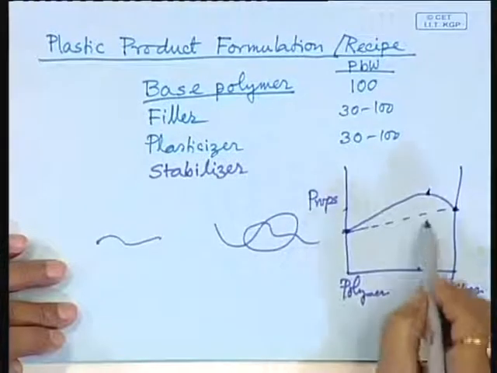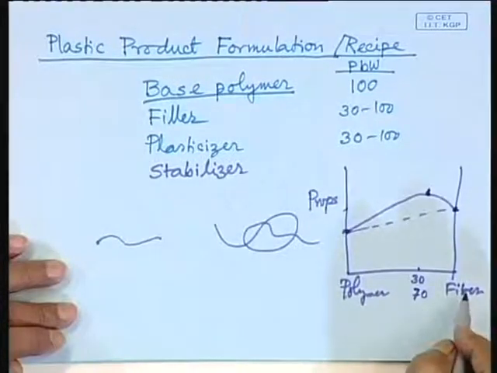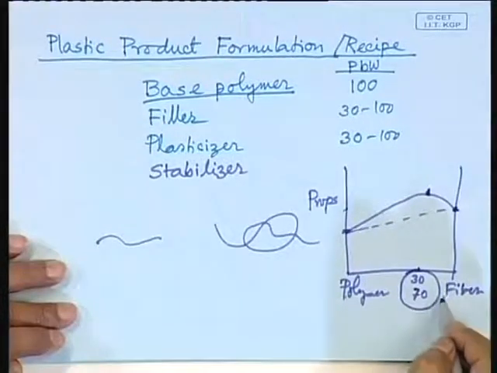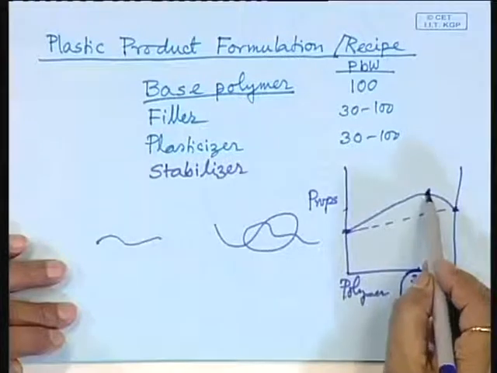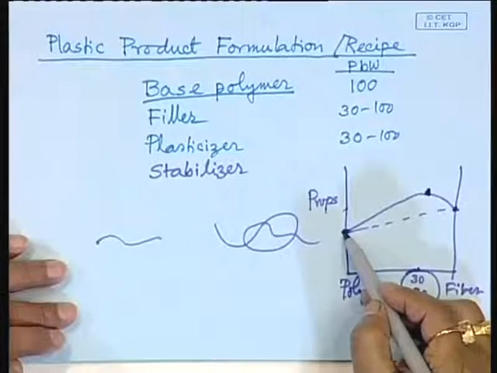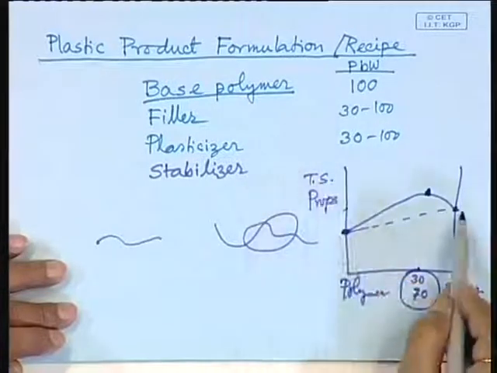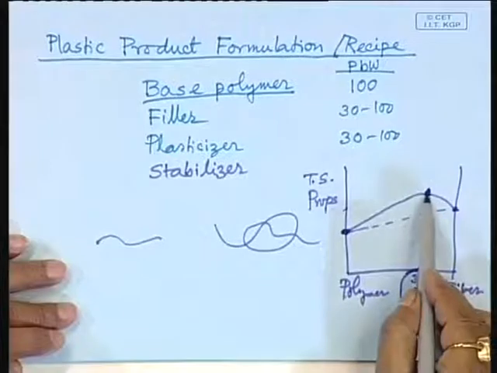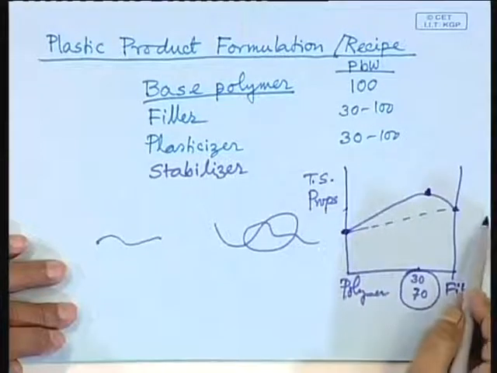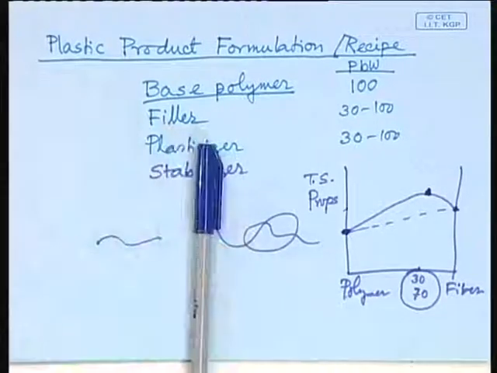Suppose this is the product, say here fiber is 30 and polymer is 70. So, in a 30 parts filled or fiber reinforced composite, you will have property enhancement like this. This is your property, meaning tensile strength of the pure polymer. If this is the tensile strength of the pure fiber, then the strength of the composite will be more than the individual strengths of polymer as well as fiber. So, here is the advantage of using these fillers or reinforcements.